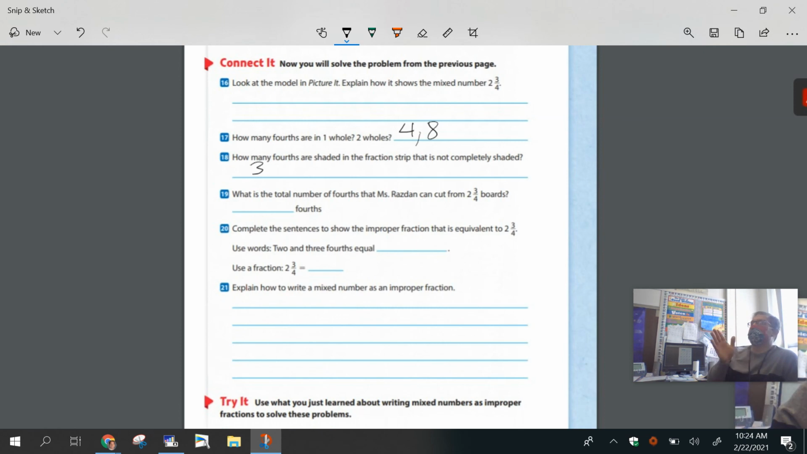How many fourths does she cut with one of her boards? 4. So we have another board with 4. So how many fourths is that? 8 fourths. And the last one, we only have 3 fourths. So how many total fourths are cut? 11 fourths. Yep, 11 fourths. Questions on that one?